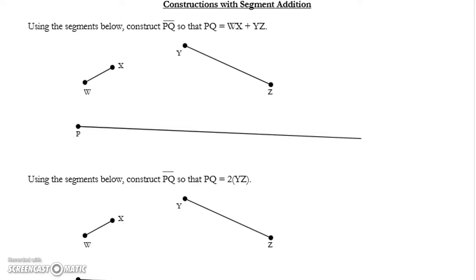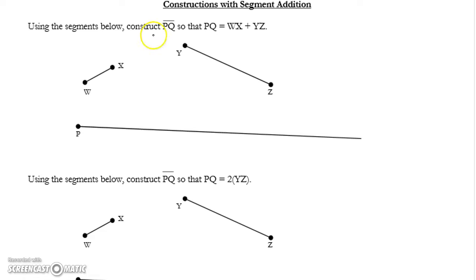On this page, we're dealing with the constructions that we discussed the other day. The directions say that using the segments below, construct a segment PQ so that the length of PQ is equal to the length of WX plus the length of YZ. We're going to use our compass here. It's going to be difficult to show you the compass as I'm working on my computer on this video, but we did do this in class the other day.